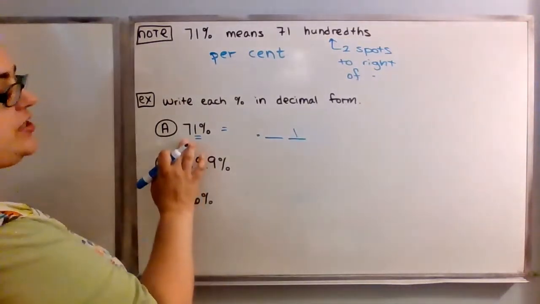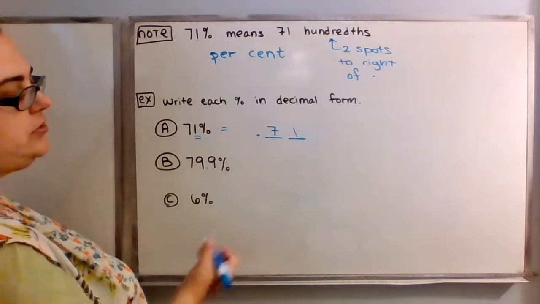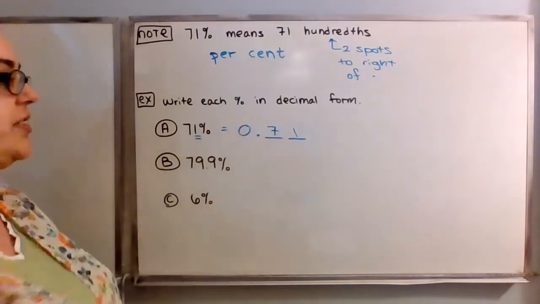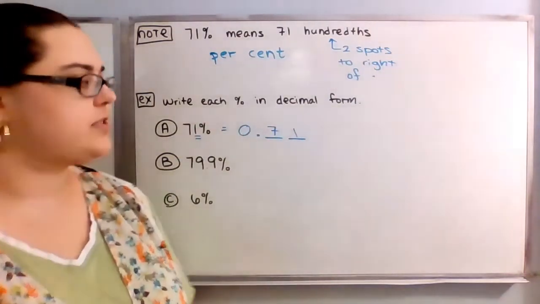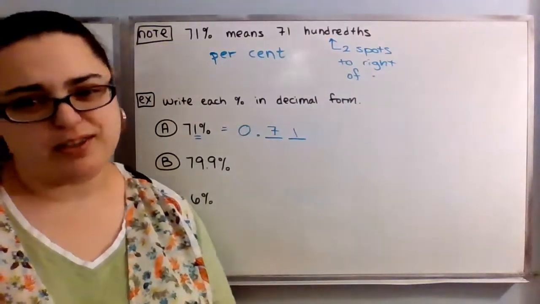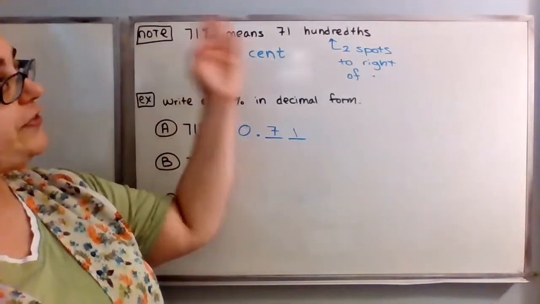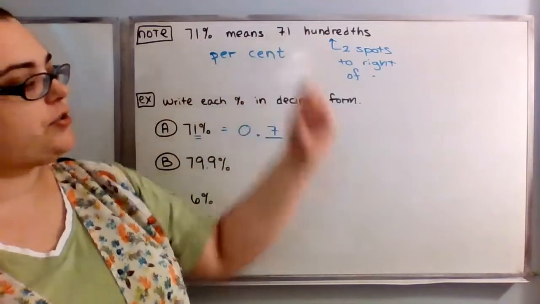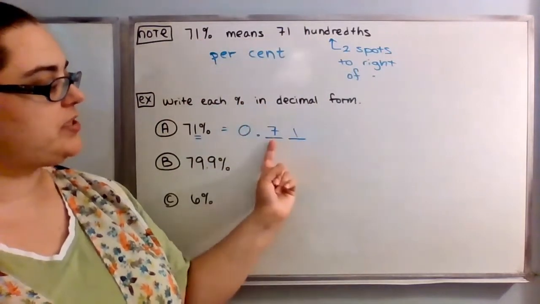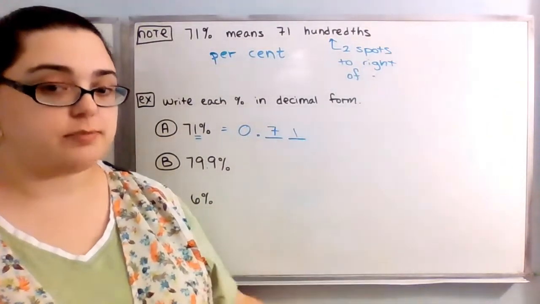In this case, I have a 7 that's to the left of the 1. So I'm going to put a 7 here. And I like to put a 0 in front of my decimal point. It just helps me keep reference of where everything is. But if you just put 0.71, that's okay too. And this makes sense with this definition. We have 71%, meaning 71 hundredths. This would be named 71 hundredths based on our naming scheme for decimals.